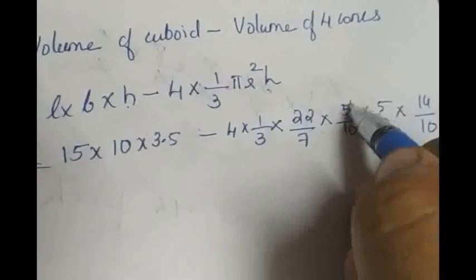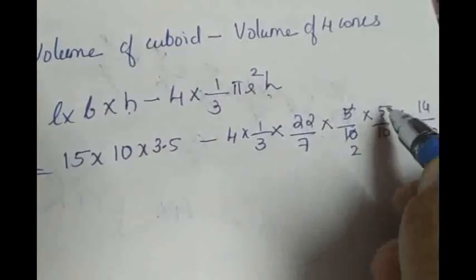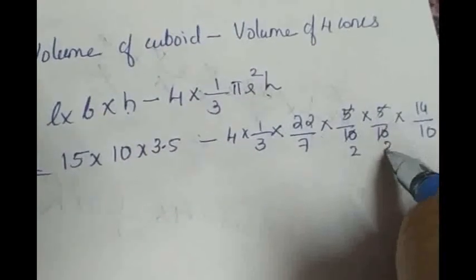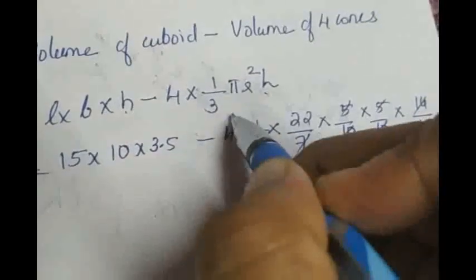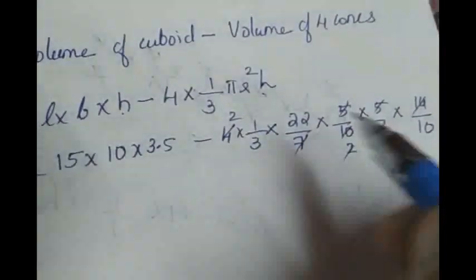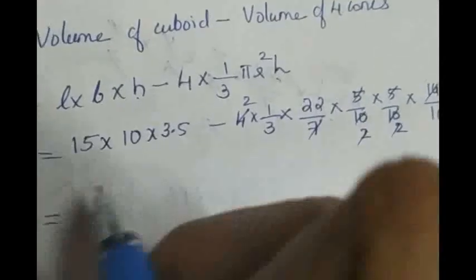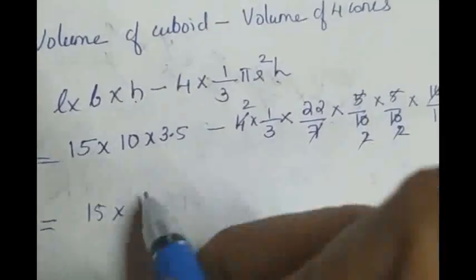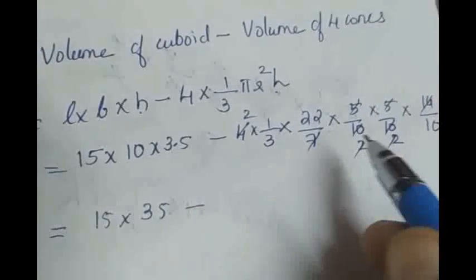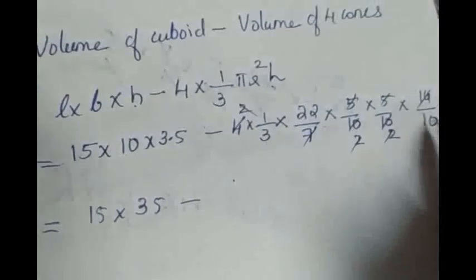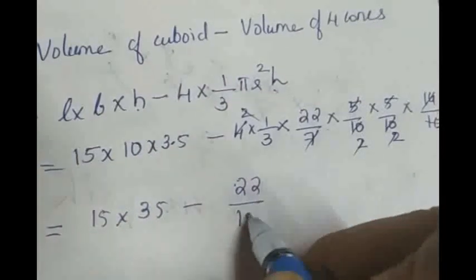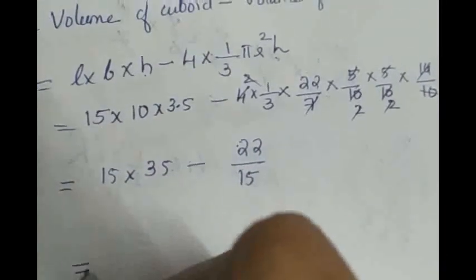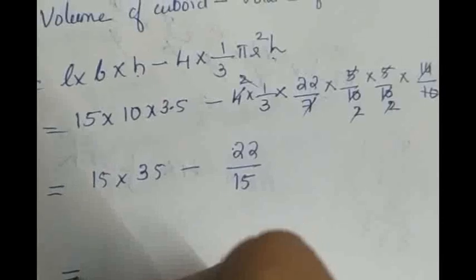Okay, so 5 2s are 10. Again this also, 5 into 2 gives you 10. 7 2s are 14, gets cancelled. 2 and 4 get cancelled, giving you 2. Again, 15 into 10 into 3.5 gives you 525. Minus, what is the balance? 2 and 10 can be cancelled again with 5. So, 22 divided by 15.